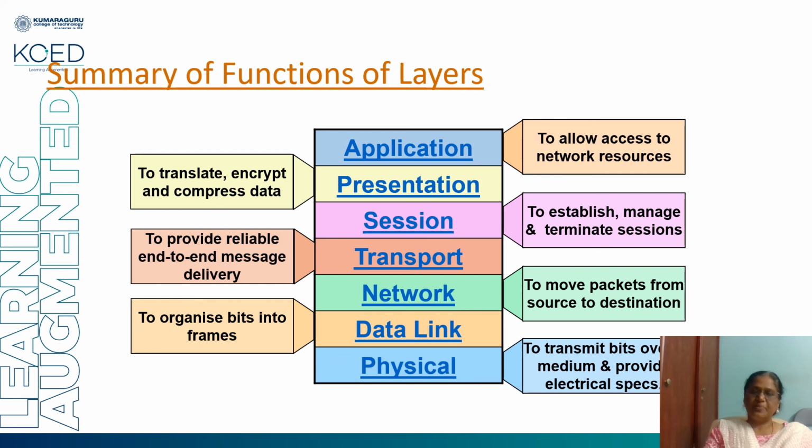Presentation is to present in a presentable format on the display unit and also encryption and compression. Application allows access to network resources with the help of various application layer protocols. So we have learned the functions of each layer of the OSI reference model. In the TCP/IP reference model also, the functionality is the same. The only difference is that the layers are grouped together. For example, application, presentation, and session are grouped as the application layer. We do have the other layers as such. Thank you.